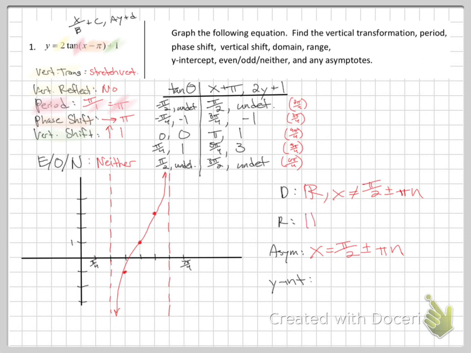Range, this graph goes up and down forever, all real numbers. And y-intercept, you could either try to repeat your graph backwards to find it, but sometimes that's easier, sometimes that's harder. Or, remember, this is why we practice that unit circle.